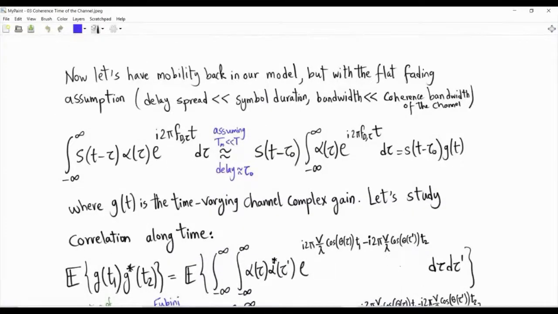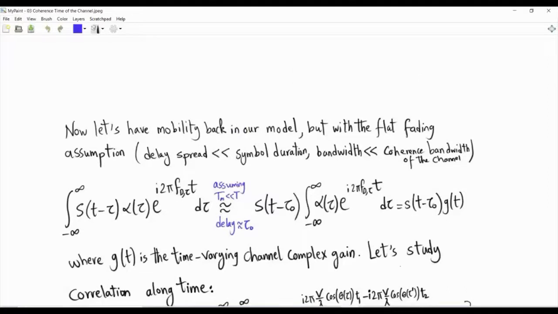Okay, so now remember I talked about the channel as if it's LTI, so basically we ignored this factor e to the I2 pi f Doppler t, and so now we want it back. Okay, so we want it back, but from now I will assume the flat fading scenario. So flat fading, which means that the delay spread is much smaller than the symbol duration, or the bandwidth is much smaller than the coherence bandwidth of the channel.